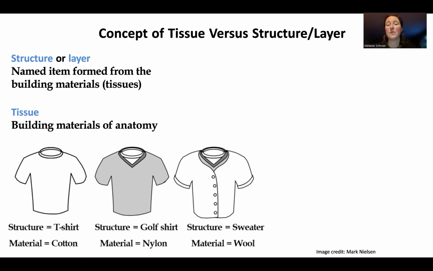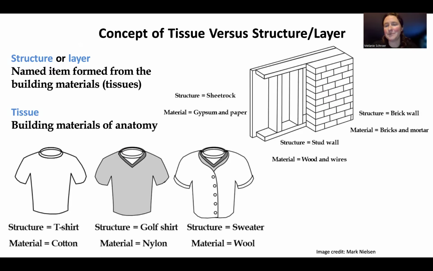One's better as an undershirt, one is better as an overshirt to keep you warm. And the different tissues, cotton versus wool, give rise to the function of those different structures, right? You wouldn't put the t-shirt on over the wool sweater, right? Because of the tissue it's made of.